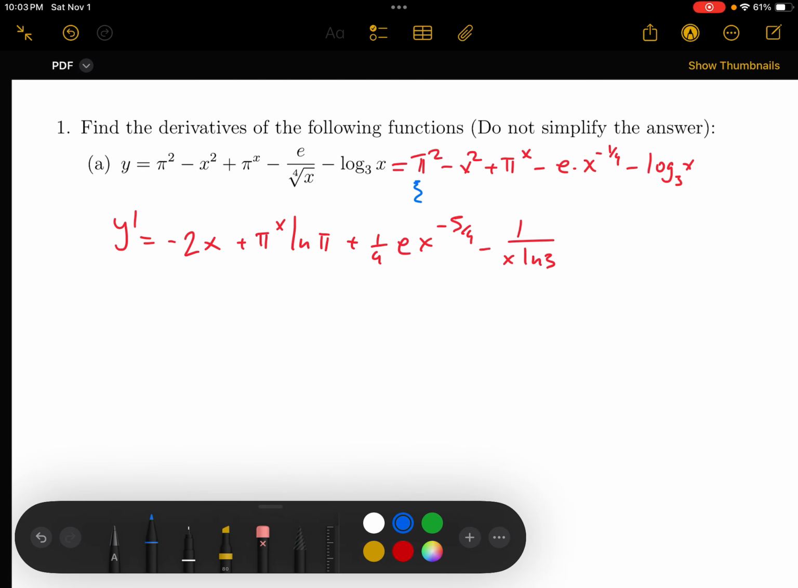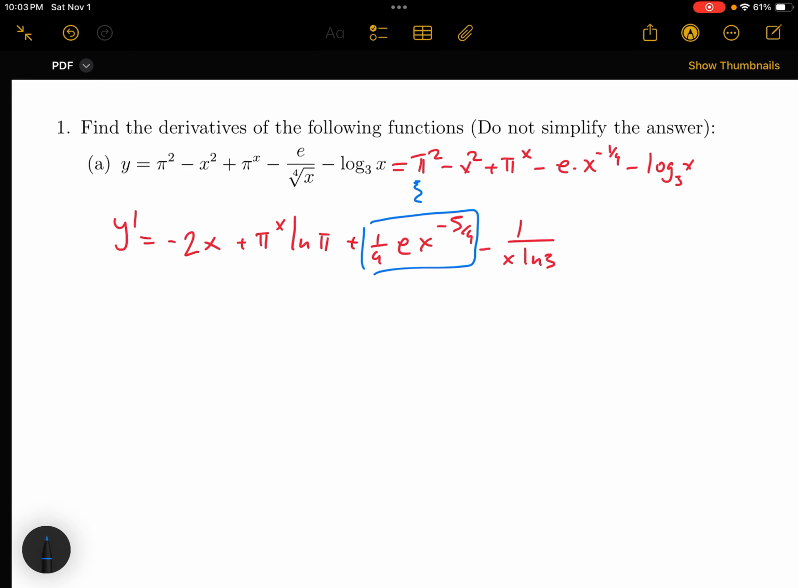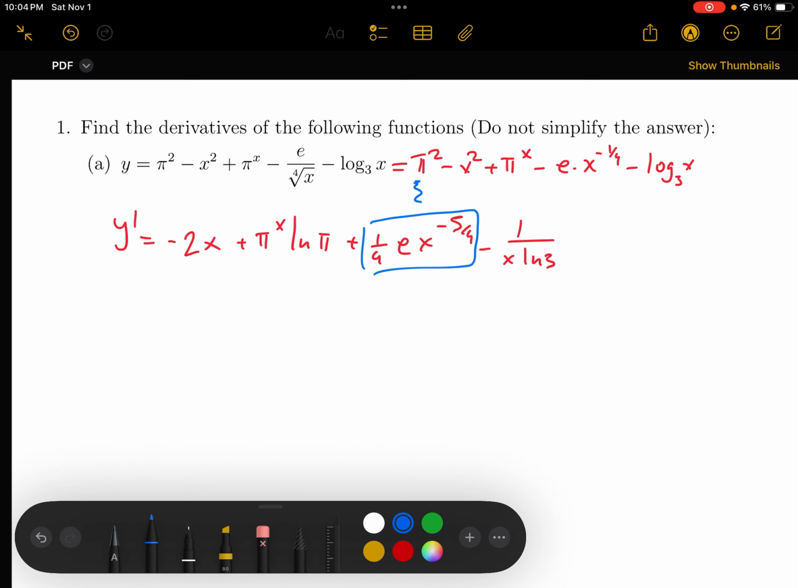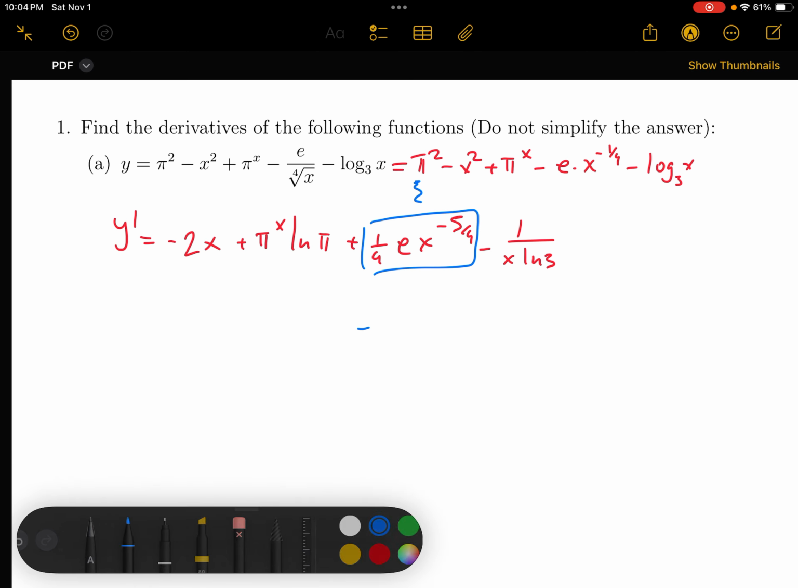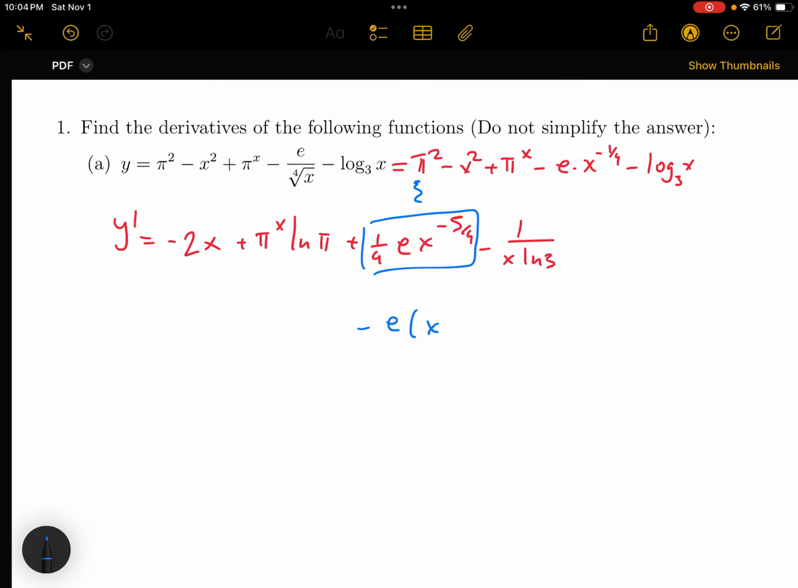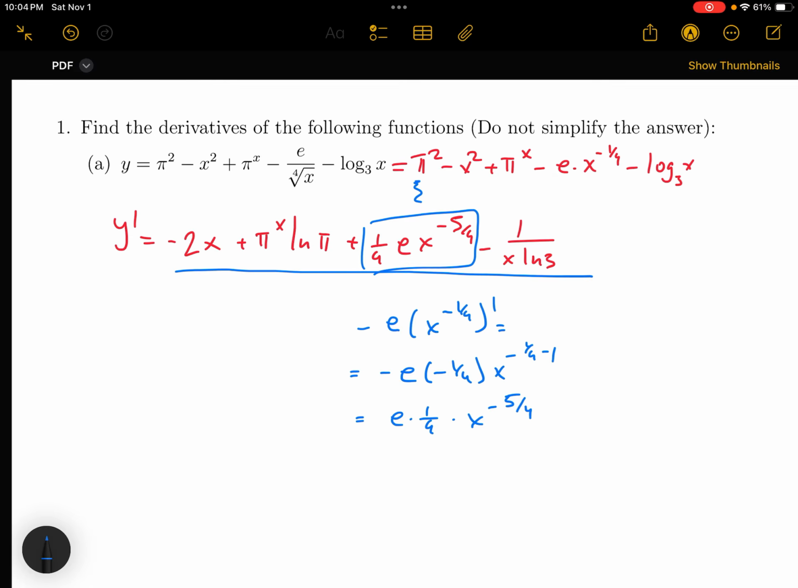And if you are wondering where this arrived, that's just the derivative of negative e times x to the power negative 1/4. This is just the exponent rule: negative e times negative 1/4 times x to the power one less, which is negative 1/4 minus 1, bringing us to e times 1/4 times x to the power negative 5/4. No need to simplify anything from here.